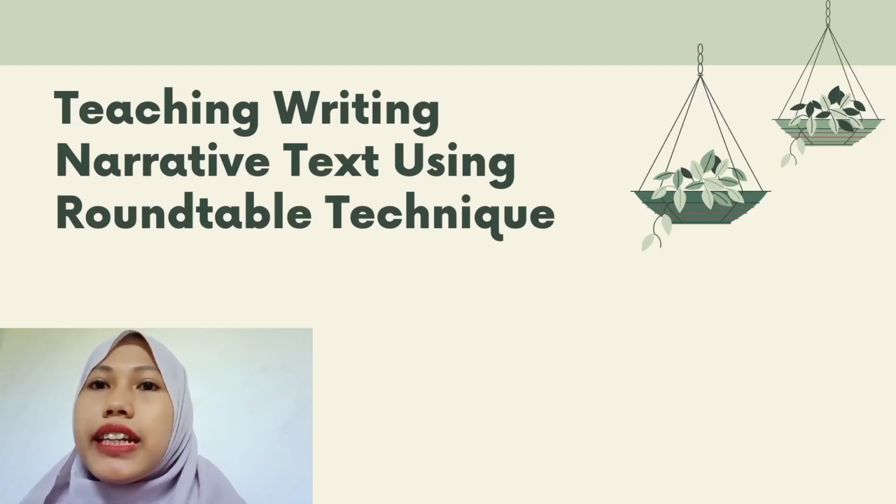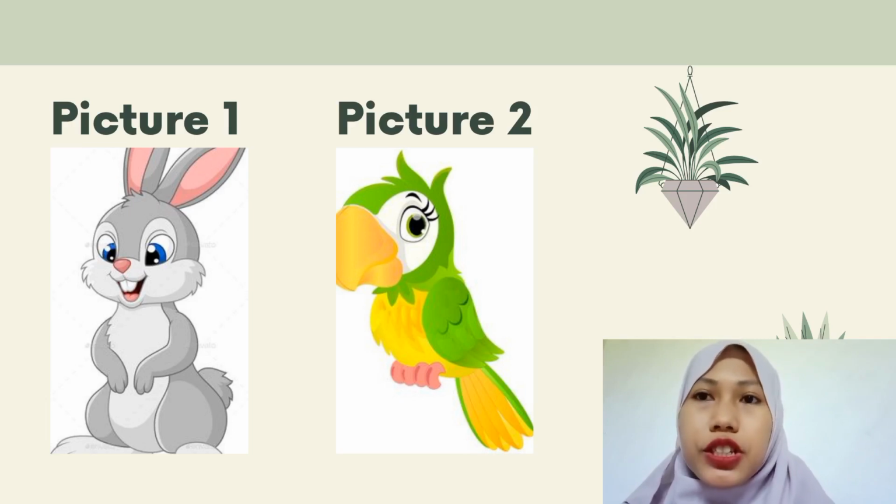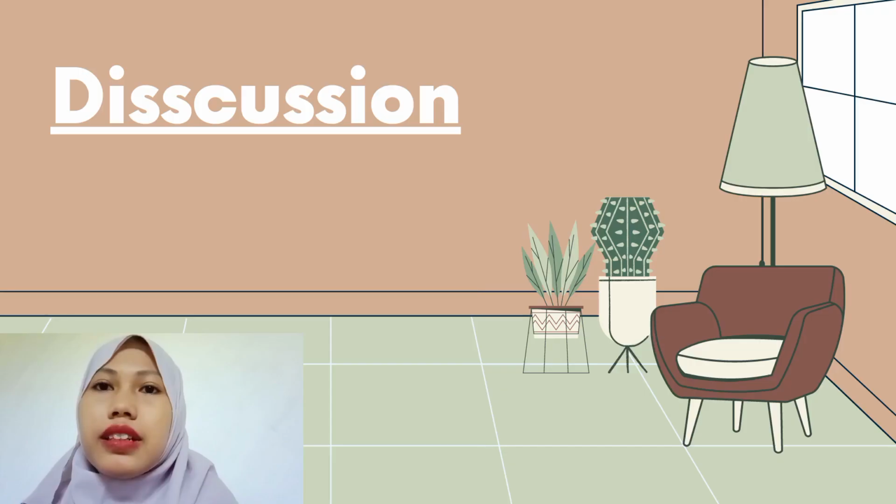Okay, now please make groups, each consisting of 4 people. I will share 2 pictures. The first picture is a bunny and the second picture is a parrot. Please, each group, discuss the picture that I have shared. You can share ideas about the image in turn, from the first member to the last member. Then write your ideas on the paper.